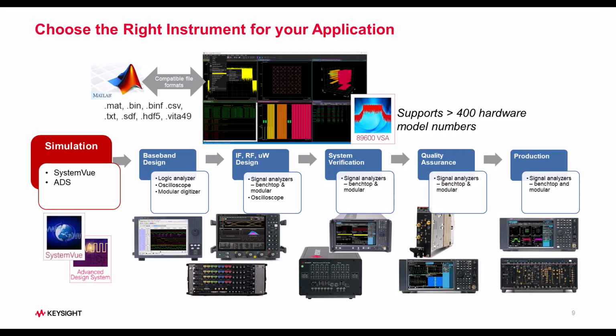In summary, the 89600 VSA software provides support for 3GPP Release 17 features using its existing 5GNR measurement application. In design, it is used with Keysight simulation software such as SystemVue. In test, it is used with more than 400 hardware model numbers as well as other measurement front-ends used to provide IQ data to the VSA, for example, recording using different file formats.